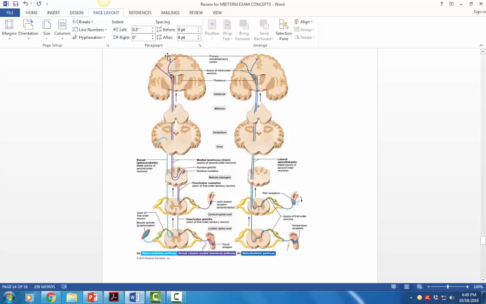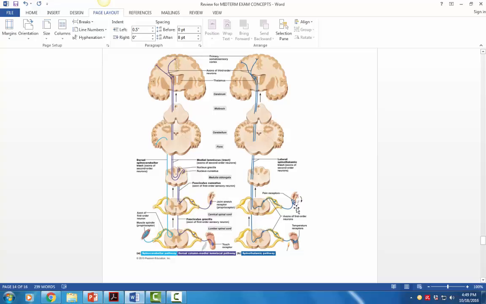Just basically know that when we talk about tracts for sensation, we have the spinocerebellar that gives unconscious proprioception, and the spinothalamic, which tells us about temperature and pain sensations. Those are really critical sensations that we need so we can keep our body safe. So that's the spinothalamic ascending tract.